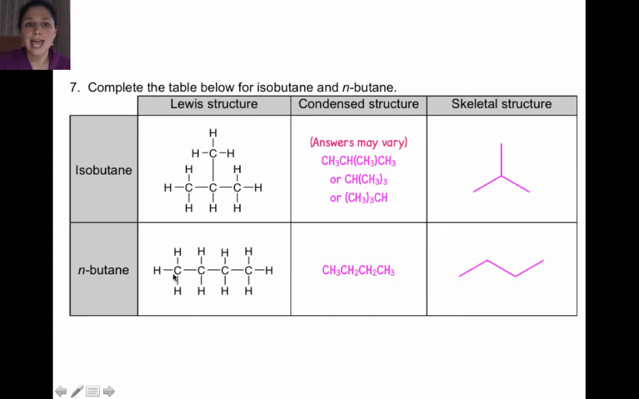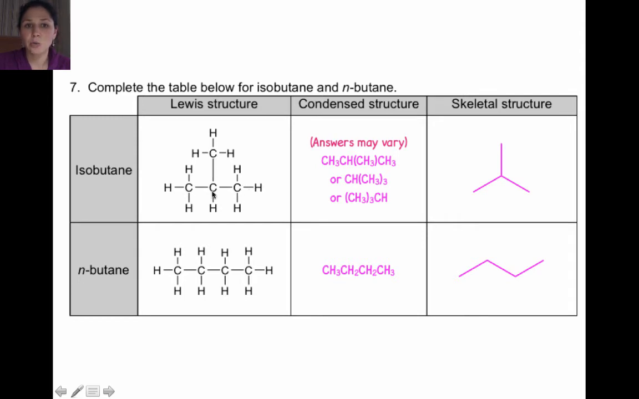So notice that in N-butane, all of the carbon atoms are attached in a chain, so they're just 4 in a row. And then the hydrogens fill in basically where you need more bonds. And then in this isobutane, there's 3 carbons in a row and 1 carbon off of the middle carbon.